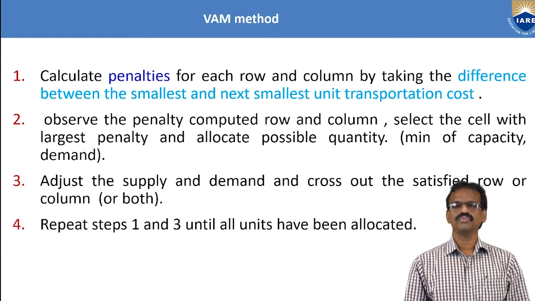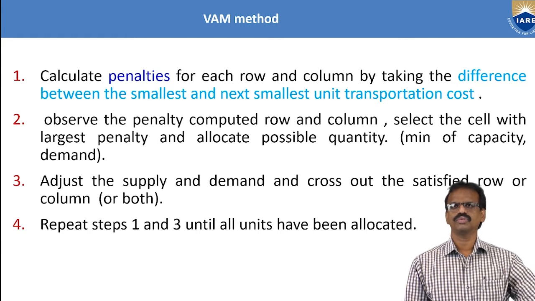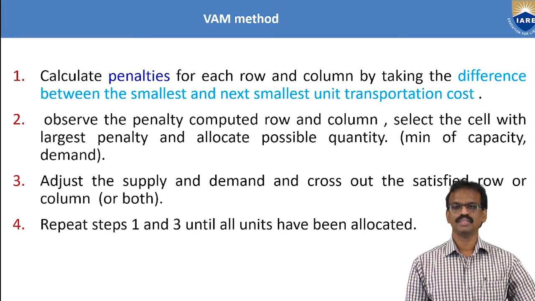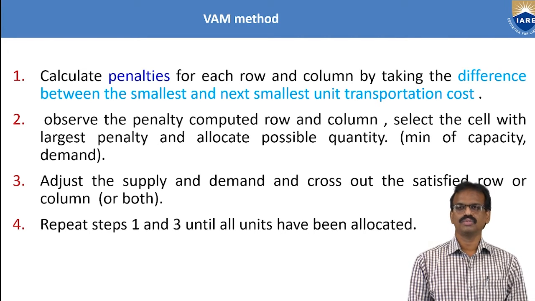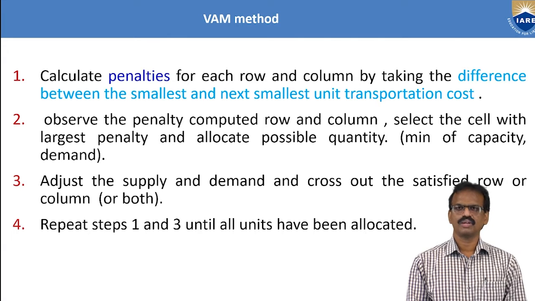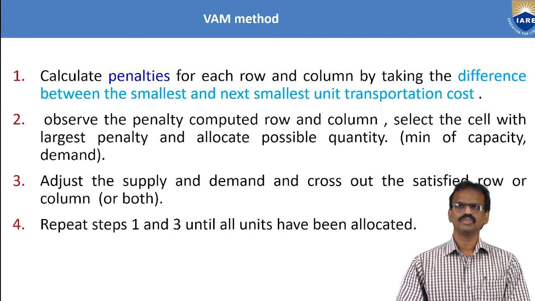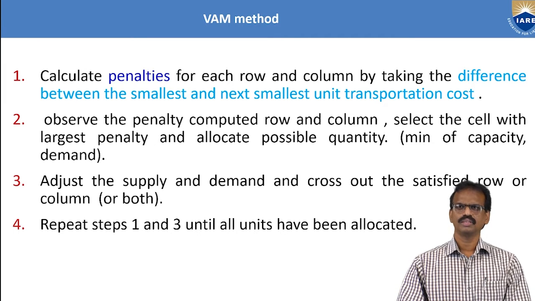So next we will go for the VAM. So Vogel's approximation method. So this method is a very important method compared to the previous two methods, that is the northwest corner rule and the least cost method. Okay, so this is the important method. Okay, this gives a good value compared to the previous ones.